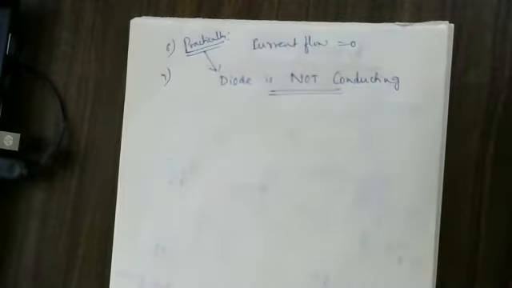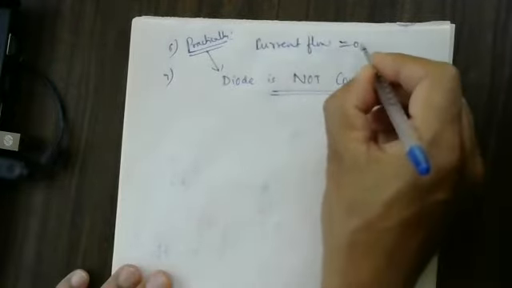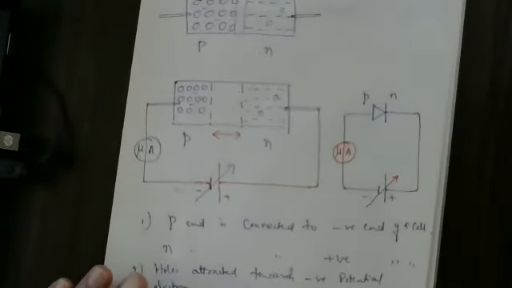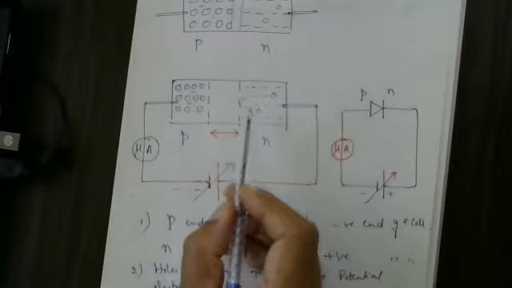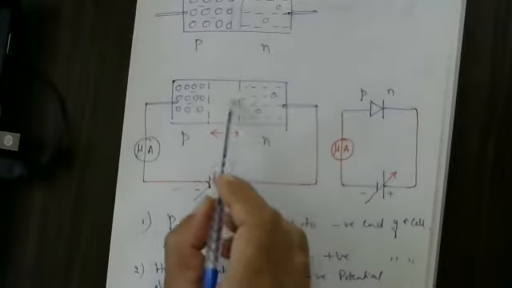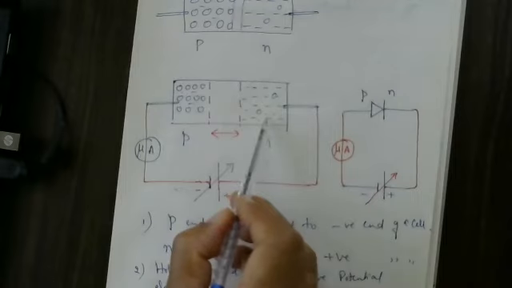Under forward bias, the semiconductor diode is conducting, but in the case of reverse bias, the semiconductor diode does not conduct. For all practical purposes, the diode is not conducting because the current flow is approximately taken as 0. But I said there is a flow of current here. Which current is flowing here? Majority charge carriers are not crossing the border, but here there are minority charge carriers.